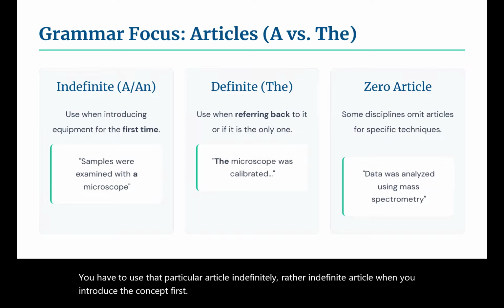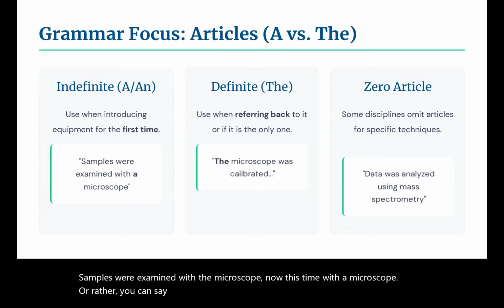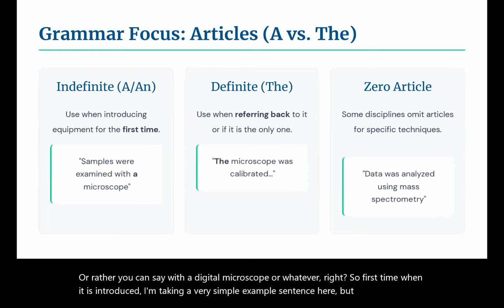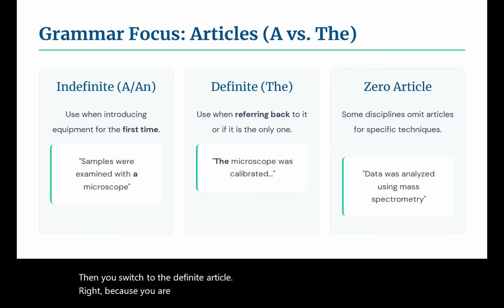Samples were examined with a microscope. Now, this time with a microscope, or rather, you can say with a digital microscope or whatever, right? So, the first time when it is introduced, I'm taking a very simple example sentence here, but just look: when it is introduced first, you are using the indefinite article. Once it is introduced, then you switch to the definite article, right? Because you are referring to the thing that you introduced with the indefinite article.